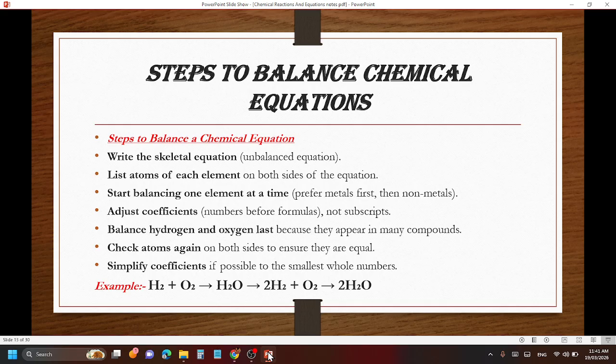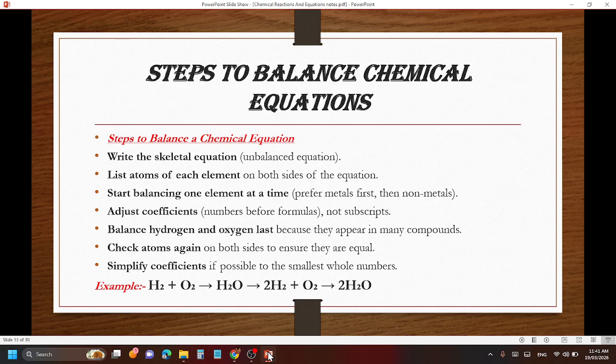The small numbers written below each element, don't touch them. We have to play only with the coefficients. Only the coefficients must be adjusted, like 2, 3, 5, 7. Those numbers must be added before the element, not in the subscript. The below numbers must not be touched. I'm repeating it again. My suggestion is to balance hydrogen and oxygen at last, and lastly check the atoms. So these are the steps to balance a chemical equation.